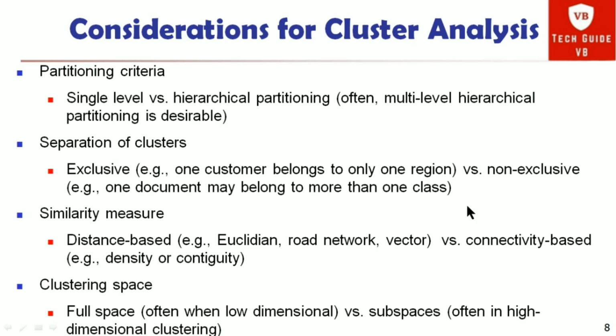Exclusive means, for example, one customer belongs to only one region, and non-exclusive means, for example, one document may belong to more than one class. So if it belongs to only one region, it is called exclusive, and if it belongs to more than one class, it is called non-exclusive.